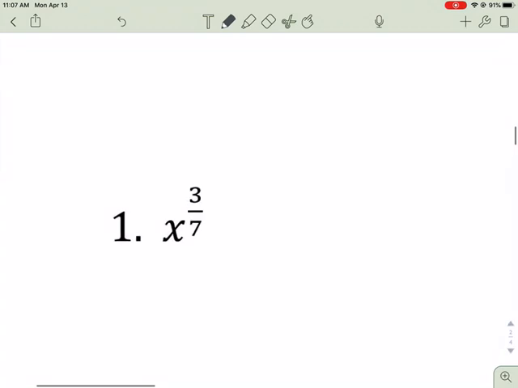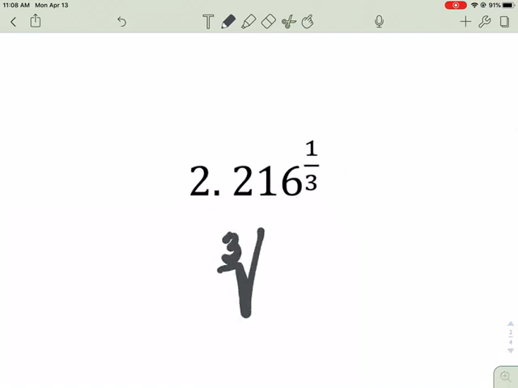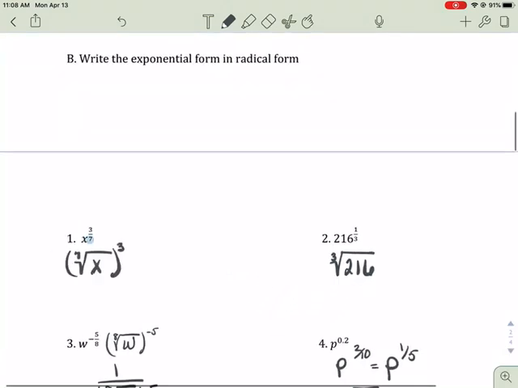Let's write these in radical form. Remember, our index is going to be 7 here because that's our denominator. Then x, whole thing taken to the 3rd power. Let's try the next one. 216 to the 1/3. That means my index is 3, and my radicand is 216. My exponent is 1, so I don't have anything to write. I could write it to the 1st power, but it's not going to matter.